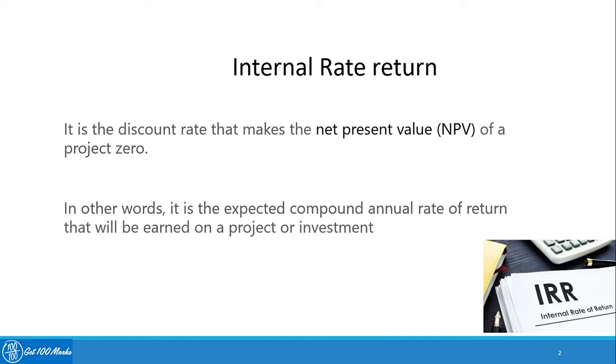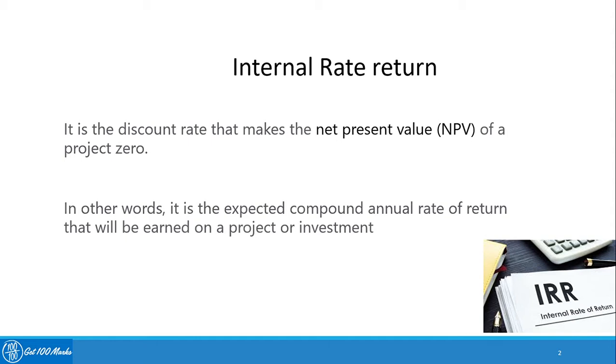While we understand this, you'll have to keep in mind the formula for calculating the time value of money, the present value of money, which is: present value is equal to cash flow divided by (1 plus r) to the power of n, where r is the discount rate. So here we are saying that the internal rate of return is that discount rate that makes the NPV of a project equal to 0.